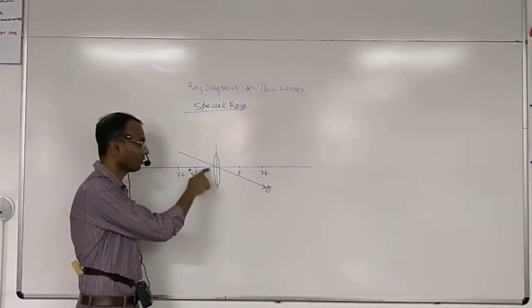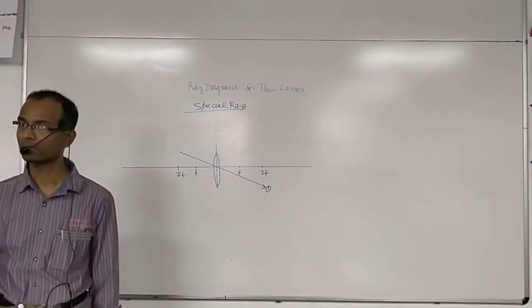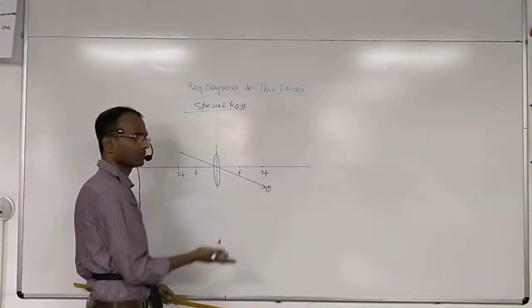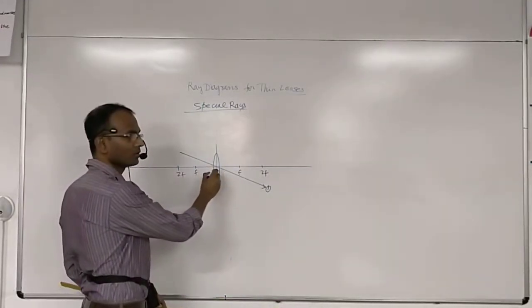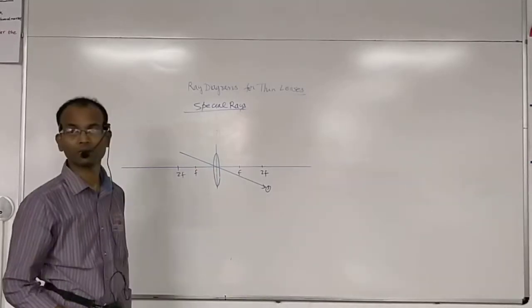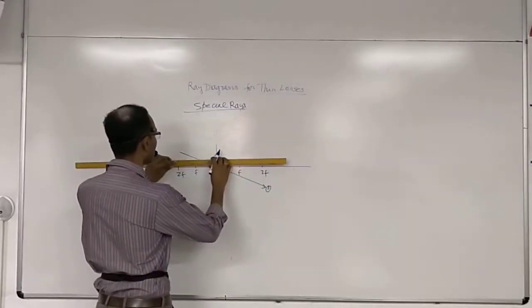So if a ray passes through the optic center, it will go undeviated. That is the first special ray. Clear, everybody? From any angle, from any direction, if it passes through the optic center, it will go undeviated, without bending.